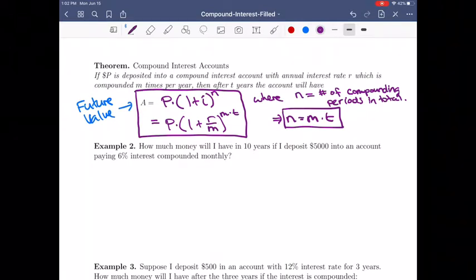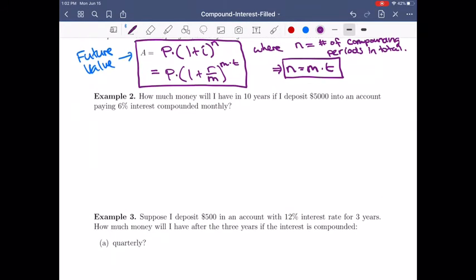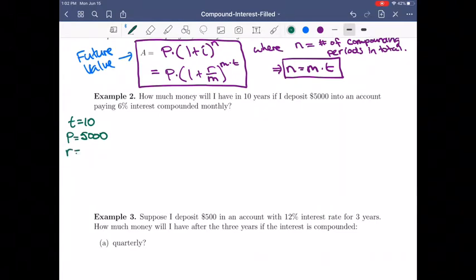So let's do an example. How much money will I have in 10 years if I deposit $5,000 into an account paying 6% interest compounded monthly? My t is 10, so it's 10 years. I'm depositing $5,000, so that's my P value, my principal. They always give me the interest as the annual interest, so 6% is 0.06. And it's compounded monthly, so my m is 12.